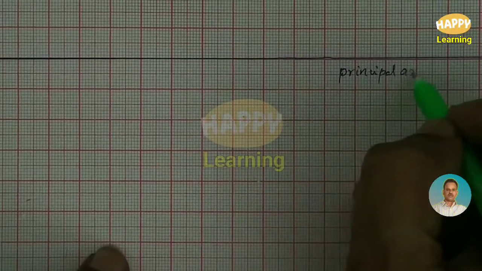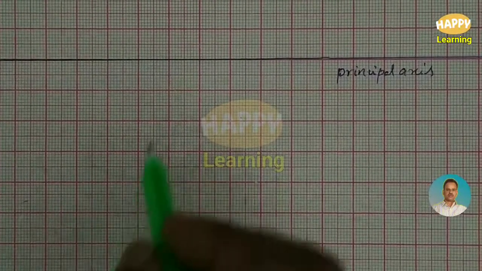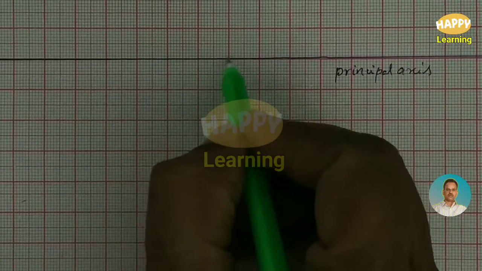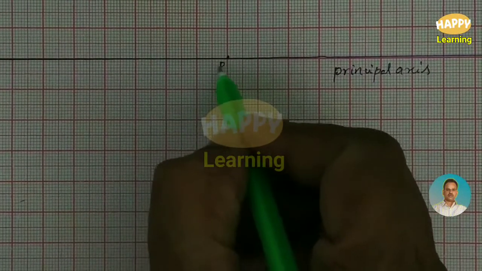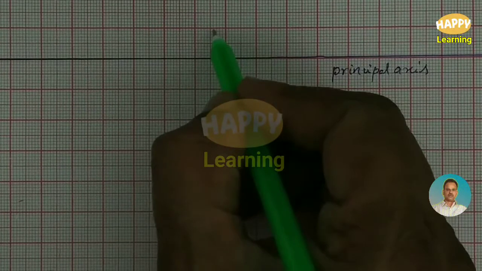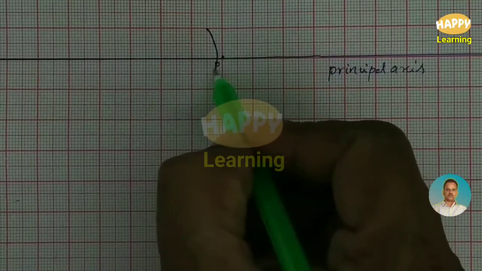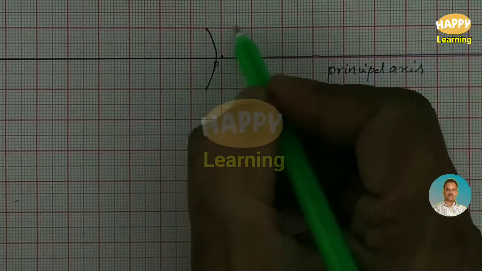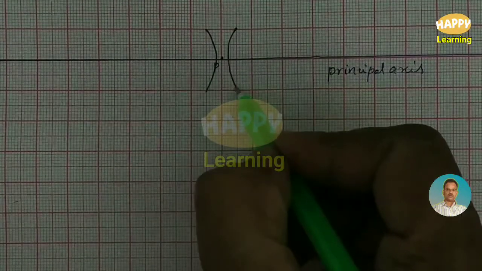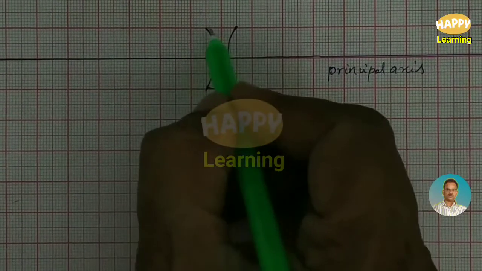Principal axis, then let it be optic center P. So let us draw a concave lens. Let it be a concave lens.